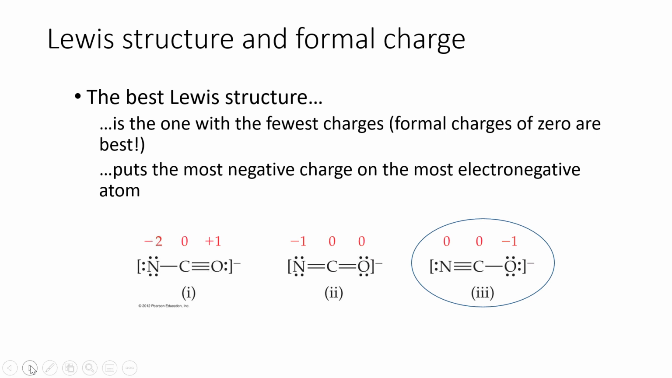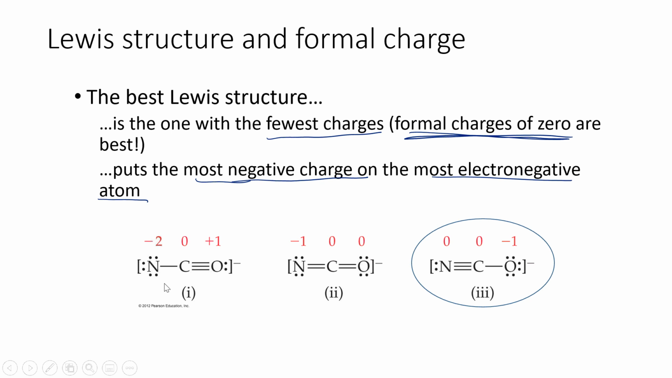And actually, before we do that, what's the purpose of finding the formal charge? Well, this helps us figure out which structure is the best and what will actually occur in nature. And the best Lewis structure is the one with the fewest charges. So if you can have formal charges of 0, that's the best. That's best case scenario. And if you can't have all the charges be 0, then the next thing you want to do is put the most negative charge on the most electronegative atom.